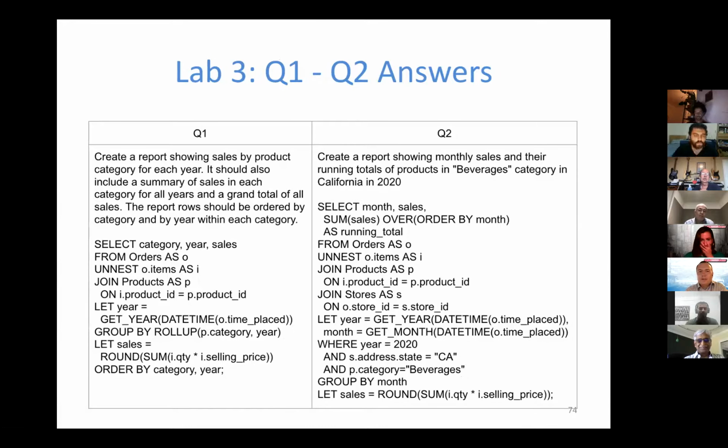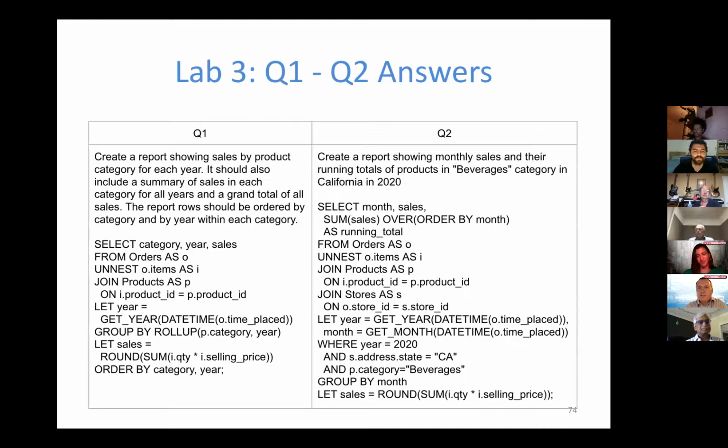And the remaining steps for the first query are relatively easy. After unnesting line items, we join with products to get product categories for each line item, and then do a group by with a rollup by category and product category and year. So the first report is now complete, and we can look at the second one.